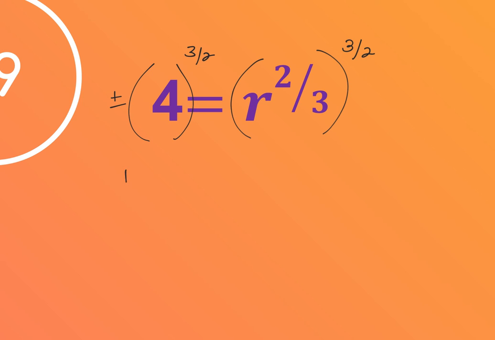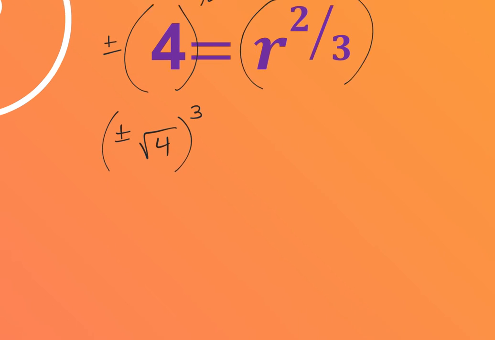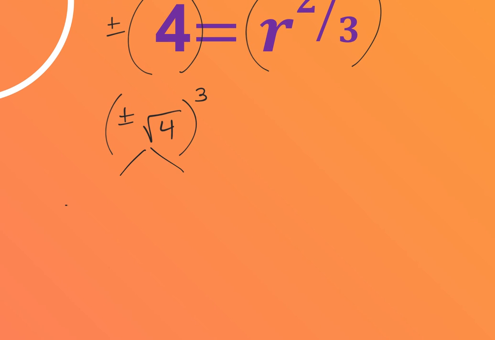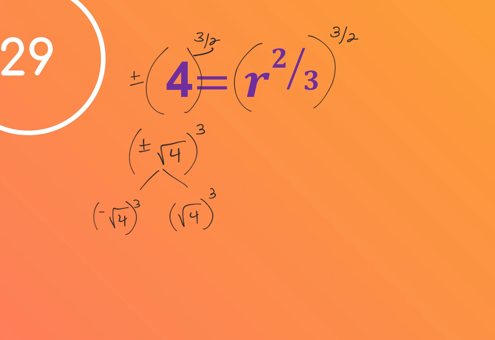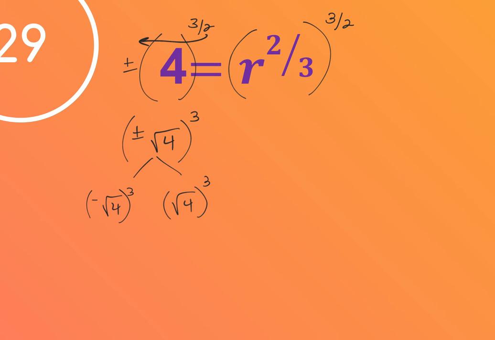So this means plus and minus the square root of 4 cubed. So there's two things happening here. A negative square root of 4 to the third power and a positive square root of 4 to the third power. Because the index slid over to become the square root on the front, the square root of 4 is 2. Negative 2 to the third is negative 8. Square root of 4 is 2. 2 to the third is 8.